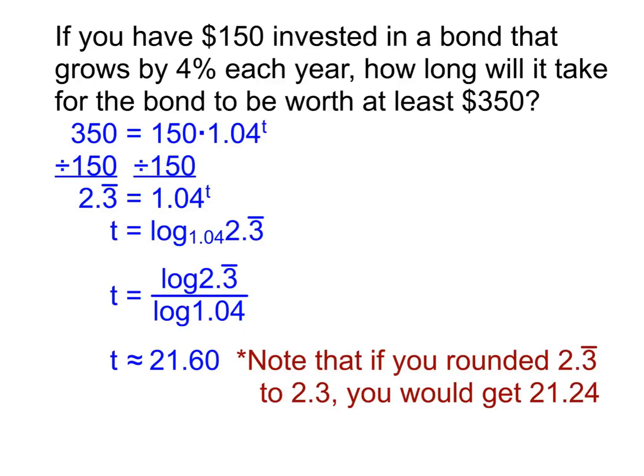Now, it just depends on what type of calculator you're using. If you're on a scientific calculator, you enter the number first and then press log. Well, if 2.3 repeating is already showing on your calculator, just press the log button there. But what if you're using a graphing calculator? How would you do it?